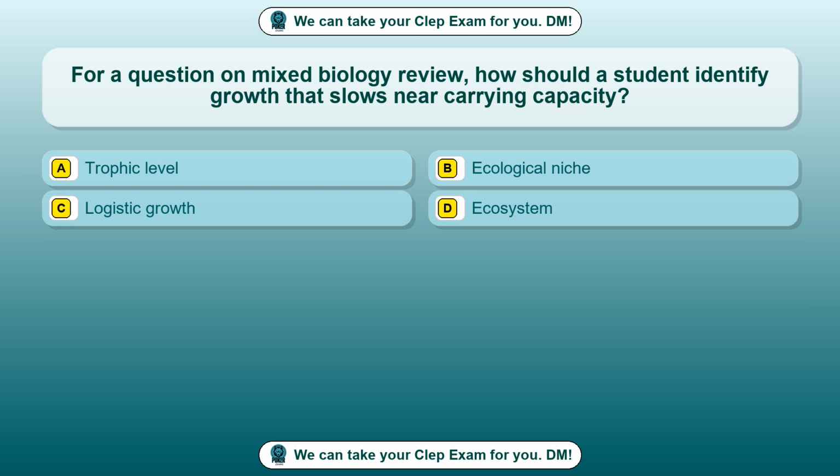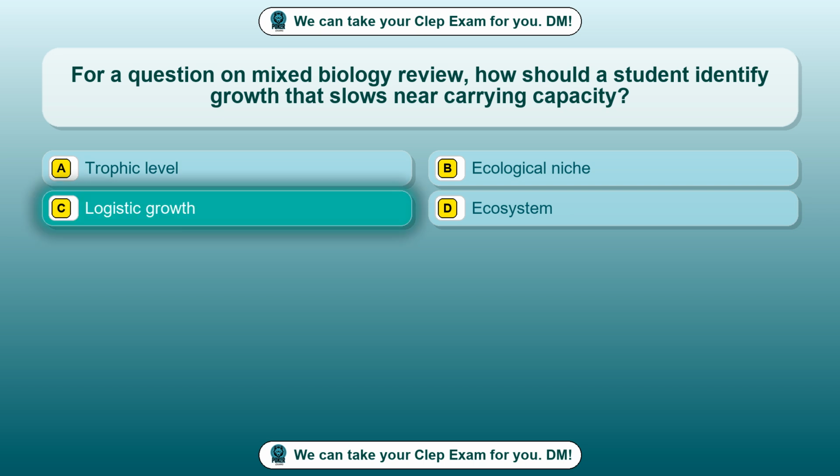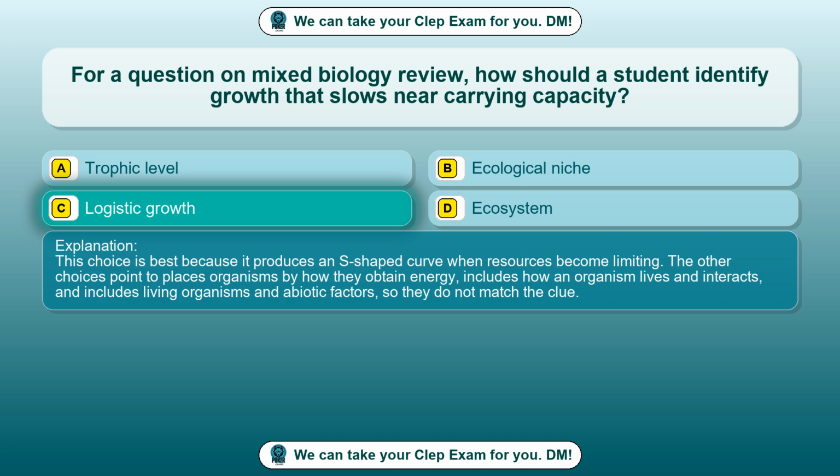Question 41. For a question on mixed biology review, how should a student identify growth that slows near carrying capacity? Option A, trophic level. Option B, ecological niche. Option C, logistic growth. Option D, ecosystem. The correct answer is option C, logistic growth. This choice is best because it produces an S-shaped curve when resources become limiting. The other choices point to places organisms by how they obtain energy, includes how an organism lives and interacts, and includes living organisms and abiotic factors, so they do not match the clue.